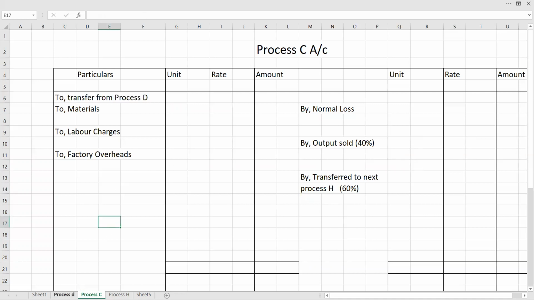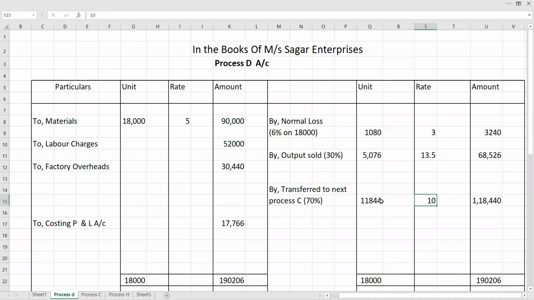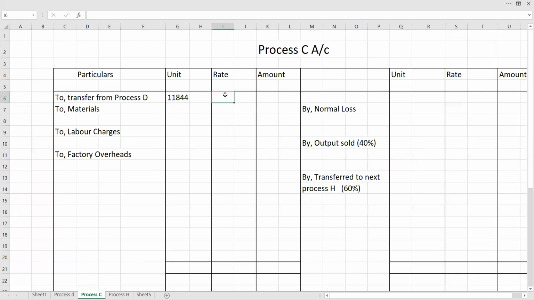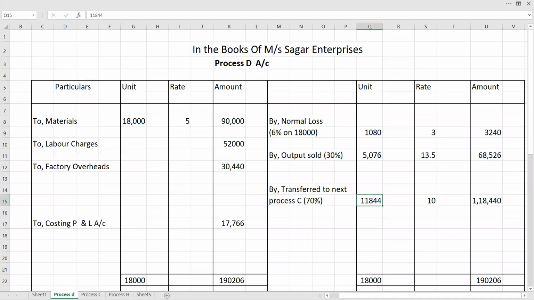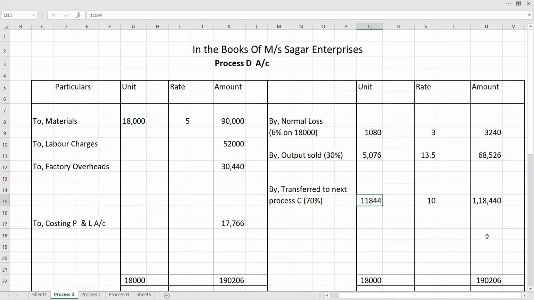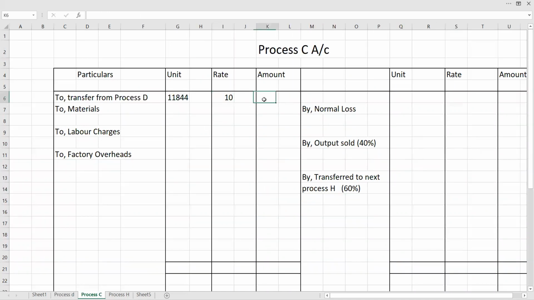जेवढे ट्रान्सफर केलेले आहेत हे आपण फर्स्ट इथे रेकॉर्ड करून घेऊया. That is 11,844 and the rate is 10 rupees and the answer amount is 1,18,440.